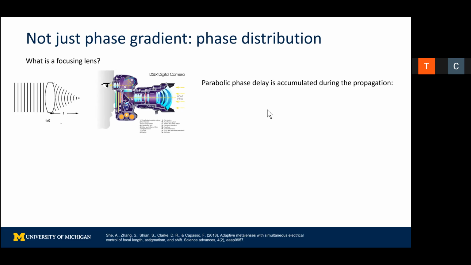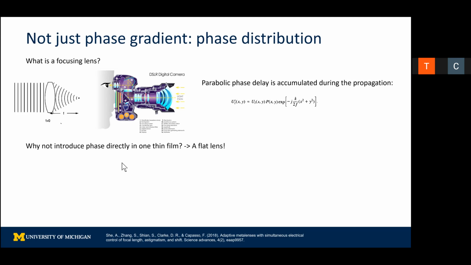If we check from the optics side, when light comes in, a parabolic phase delay is accumulated as light propagates through the focusing lens. And when it goes out, this parabolic phase delay means a focusing spherical wave. Therefore, when light goes out from the focusing lens, it will be focused. Since we can do gradient phase, why can we not introduce a phase distribution that performs exactly like a focusing lens?